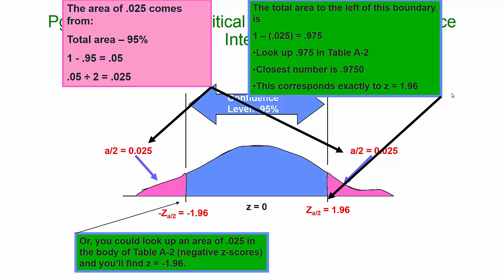Another way to find this is to look up just 0.025 in the body of table A2, which is going to give us the negative z-score value. So if I look up 0.025, that will give me negative 1.96, and then because of symmetry, we know the other z-score would be the positive 1.96.